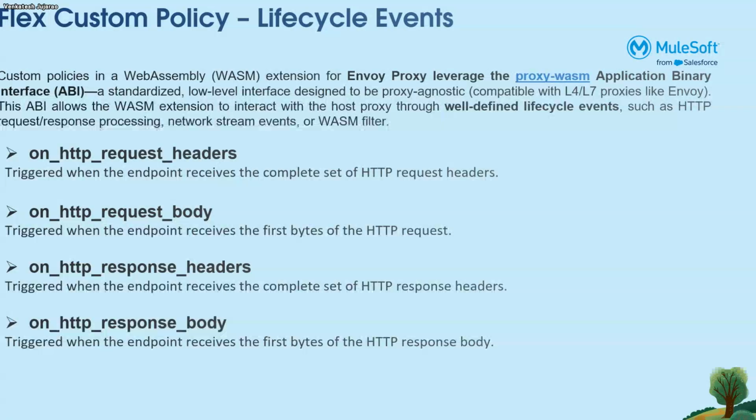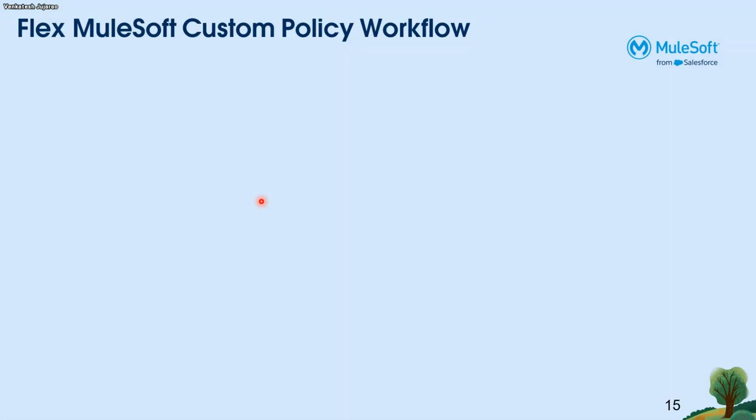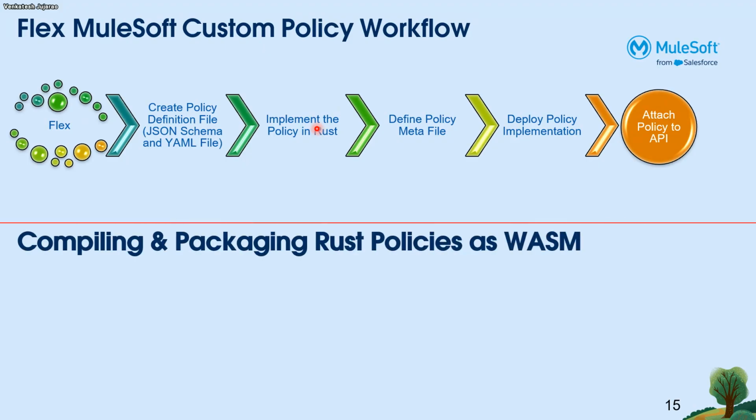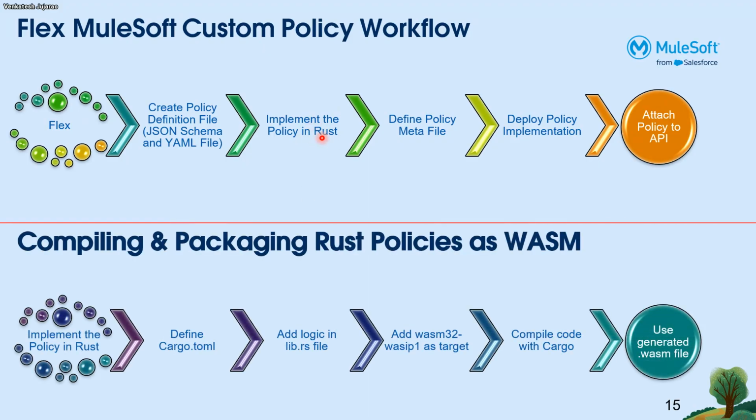Okay, now the workflow related to the Flex custom policy, like MuleSoft's custom policy, is mostly the same except for this particular implementation part. For MuleSoft, we were developing our code in an XML file, but here instead of XML, we'll be using Rust. Now, what components do we need for the Rust implementation?